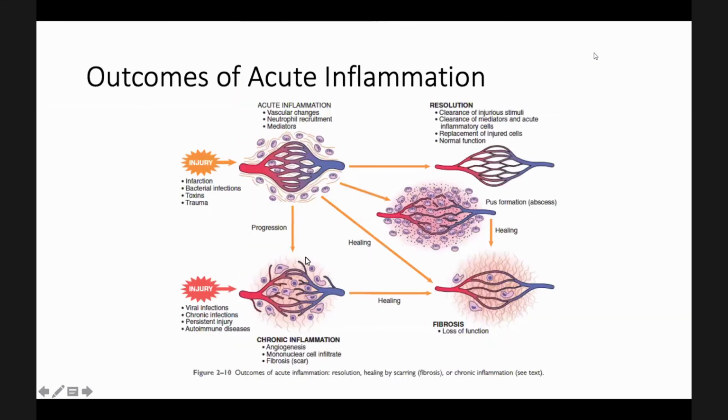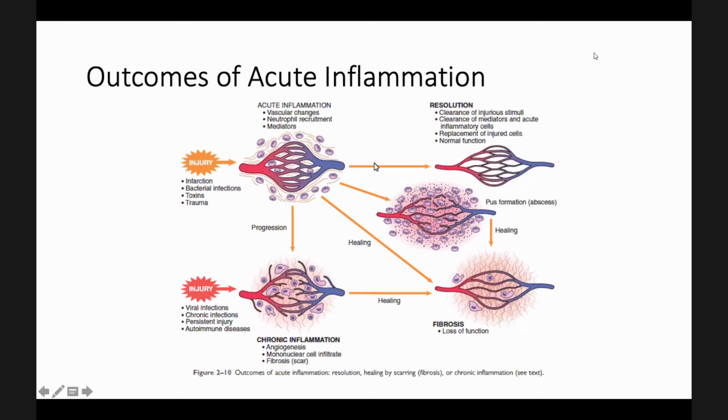So the outcomes of acute inflammation are pus formation, and if it is chronic, it is fibrosis with loss of function. As I said earlier, all kinds of injury like infarction, bacterial infections, toxins, and trauma lead to acute inflammation, and there will be these tissue level changes. The resolution will be clearing of the injurious stimuli, clearance of mediators, and replacement of injured cells, and normal function will be there.